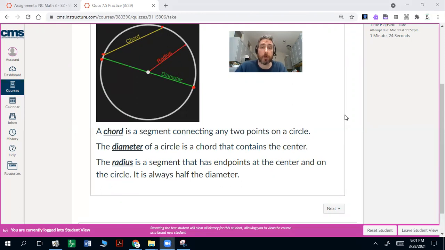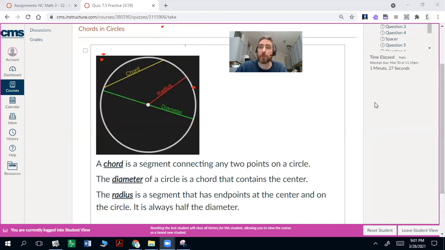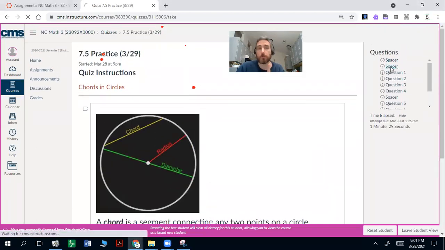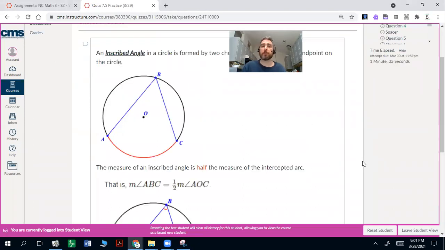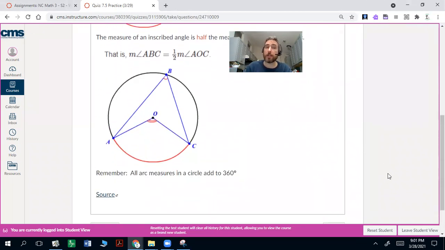So knowing what a chord is will help you with some of these problems. Also, there are certain angles in a circle that we have to be familiar with as well. So in a circle, in the sector and arc length formulas, we were dealing with what's called central angles. So a central angle is an angle that is at the center of the circle. That's always going to be whatever measure, it's going to be the same degree as whatever the arc is.